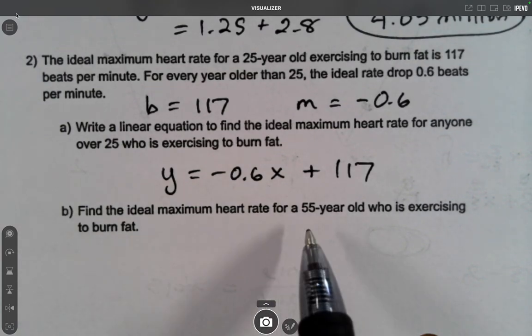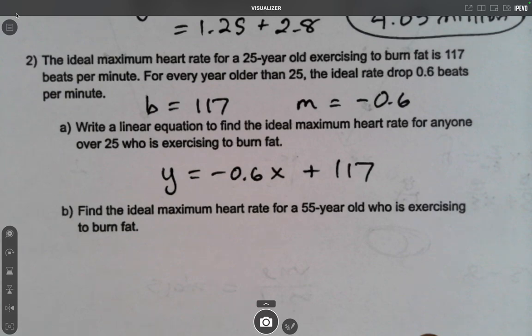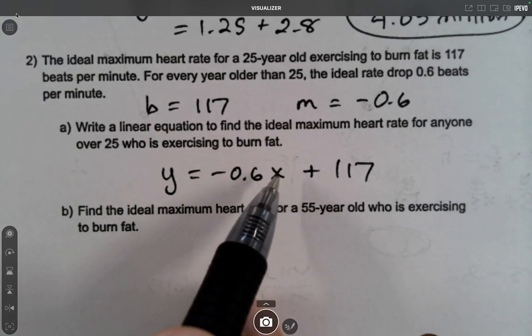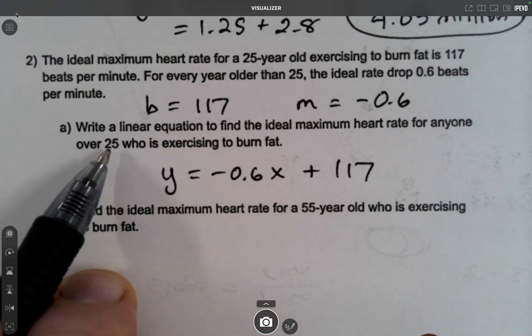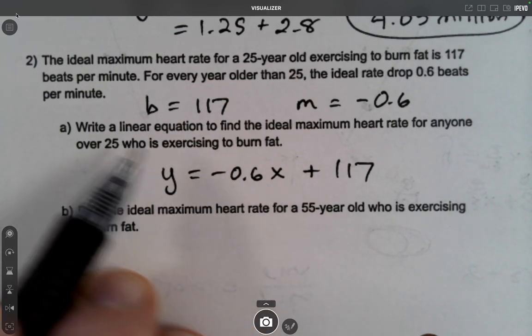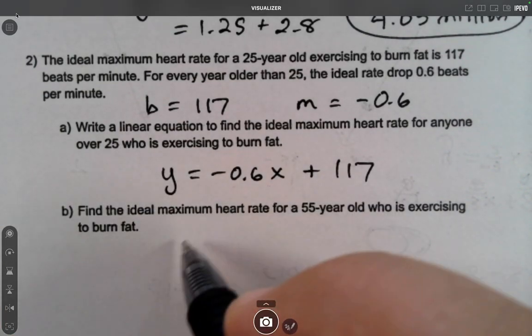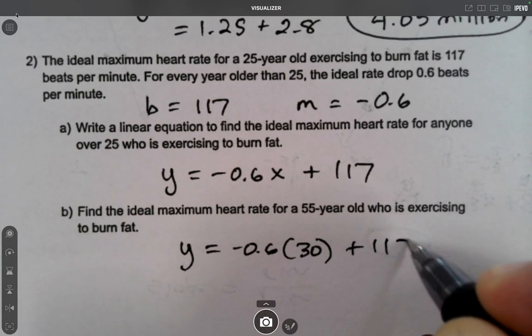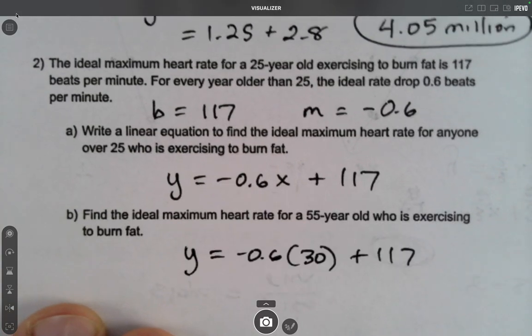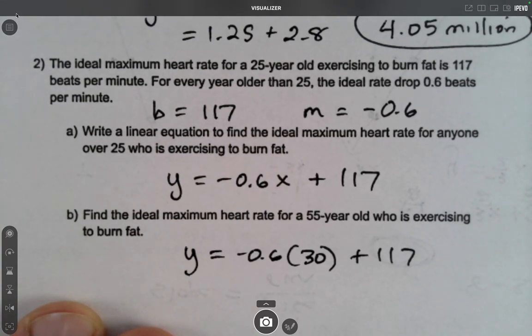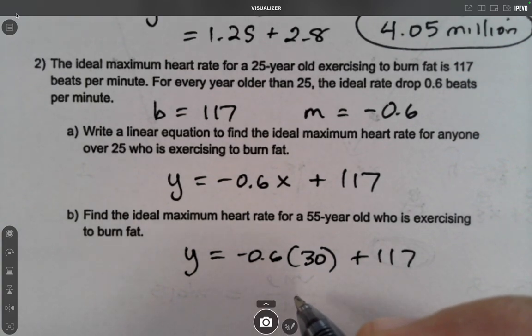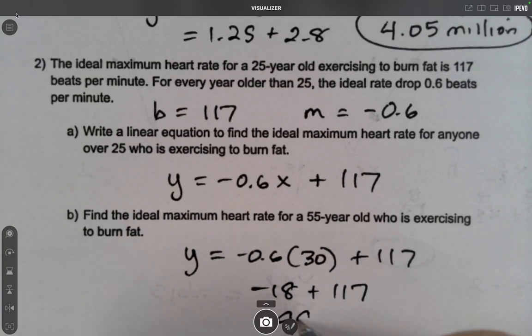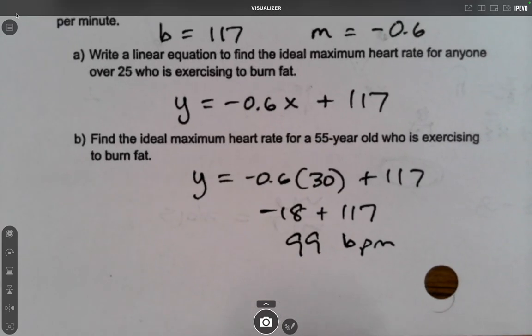Find the ideal maximum heart rate for a 55-year-old who is exercising. So again, I'm not going to plug in 55 because I'm treating 25 as my starting point. So this is 30 years after the 25 year. So I put 30 in. And once you plug that in, you will get negative 18 plus 117, which means their maximum heart rate when they're exercising at that age should be 99 beats per minute.